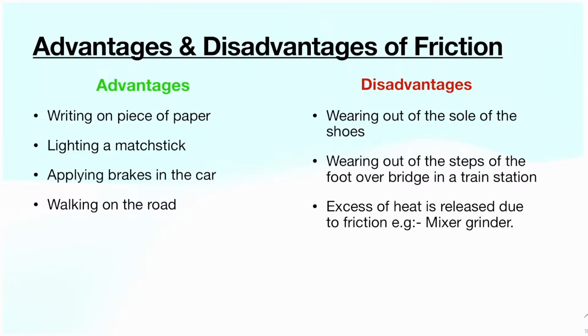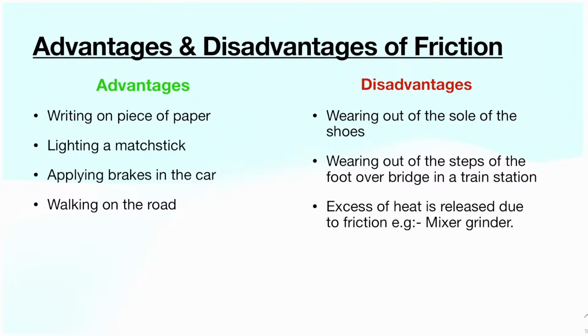Now let's look at advantages and disadvantages of friction. So what are the advantages? If there was no friction, it would have been very difficult for us to write on a piece of paper. Look at the piece of paper, observe your paper and your pen. Because the paper is smooth, the pen or the pencil is easily able to slide on the paper. That's why it is very difficult for us to write on a sandpaper.